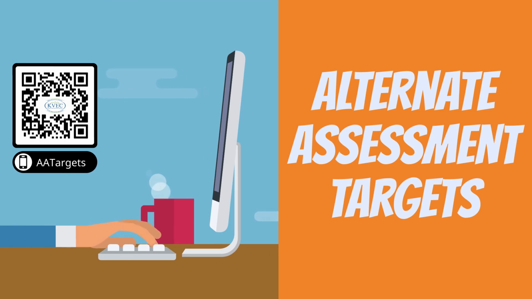Next, get familiar with the alternate assessment targets. An alternate assessment target represents limits to a selected Kentucky academic standard. An alternate assessment target may reduce parts of the standard with specific guidance to what an assessment item could represent. Please note the key word here is assessment.